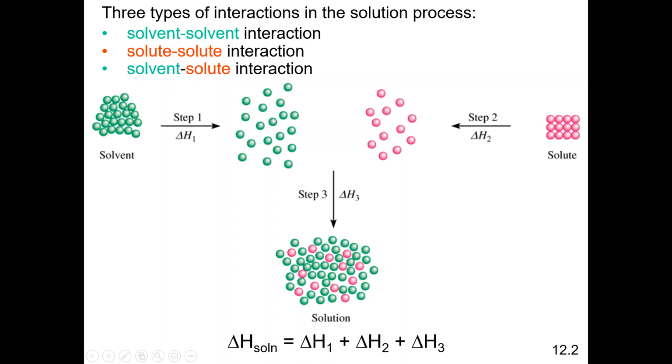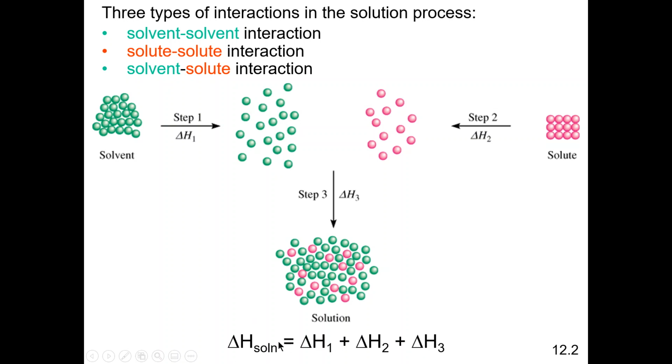So what you'll notice here, as I said before, because delta H1 and delta H2 involve energy being absorbed, these are endothermic processes. So therefore, delta H1 and delta H2 are going to be positive. And because we have forces of attraction being formed between the solute and solvent molecules to form the solution, then delta H3 would be negative because it's an exothermic process. So basically, we have these two terms which are positive and the delta H3 which is negative.